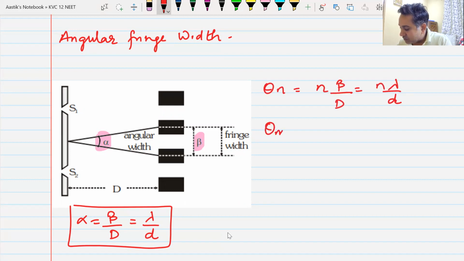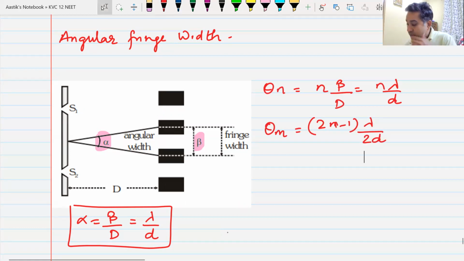If someone asks you the position of minima, then you multiply it like this: (2m minus 1) into lambda by 2d. Do we understand this? So you just have a factor of 2. It is coming from your formula for interference fringes, where you have the position of bright or constructive interference as n lambda, and destructive interference as (2m minus 1) lambda by 2. Do we understand this? Yes, sir. Okay, so just note this down. I'll give you 2 minutes to note it down.